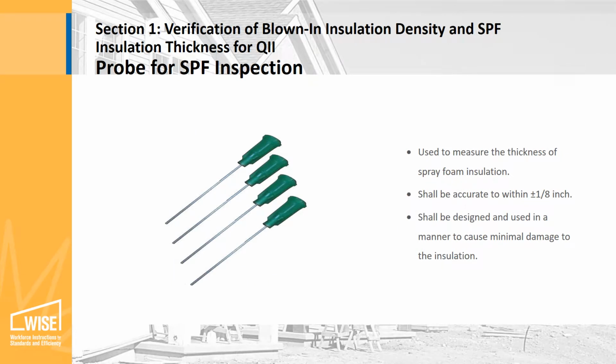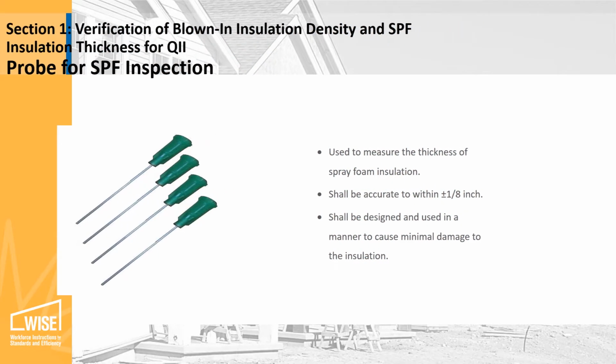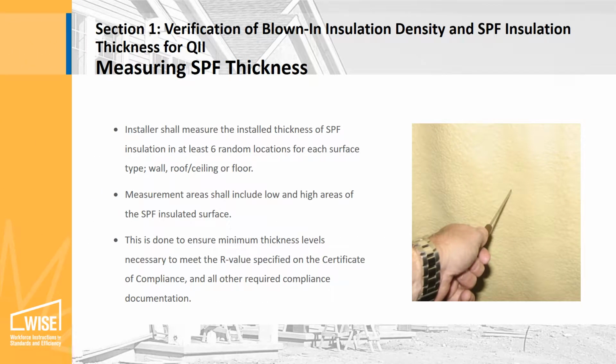Probes are used to measure the installed thickness of spray foam insulation. They need to be accurate to within plus or minus 1/8 inch and only cause minimal damage to the insulation. Insert the probe into the insulation at 6 random locations for each surface type to measure the installed thickness. This is done to ensure that minimum thickness levels were achieved and R value requirements met.